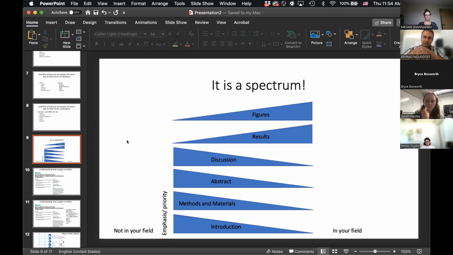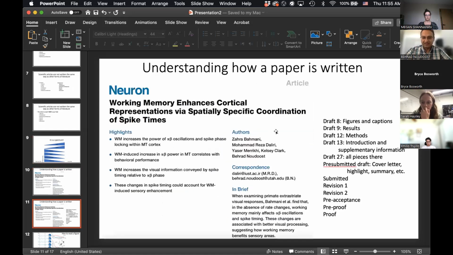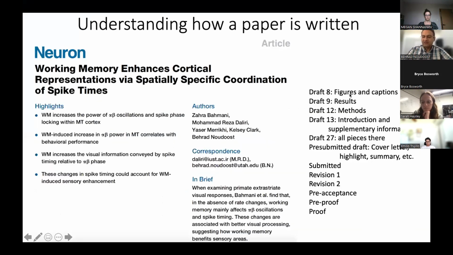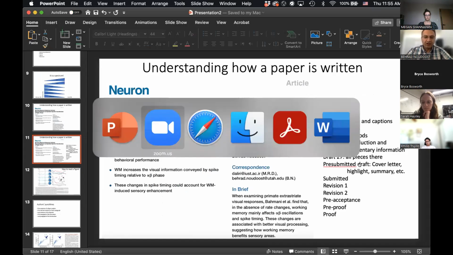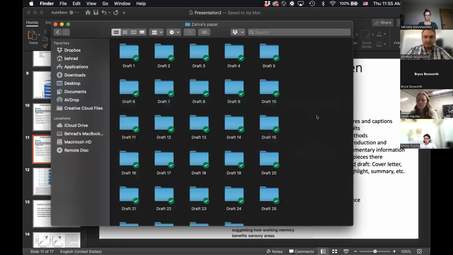Make sure that your punchlines are set before you walk into the paper. So the answer to which part you usually start working on is indeed the figures. And I'll show you how, for this paper, we started with such a sequence: starting with figures and captions, then results, methods, introduction, and then all the pieces together. So let me show you how the writer starts a paper.